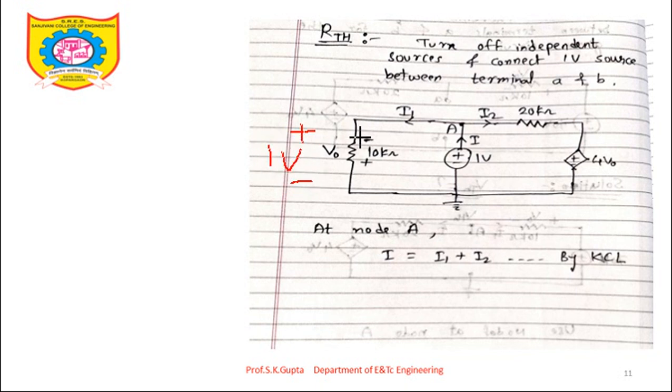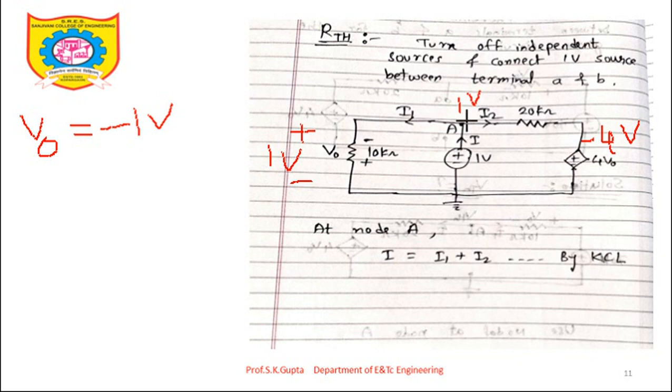Now what is your observation about V0? V0 is also the voltage across this 10 kilo ohm resistor with polarity minus to plus, but 1 volt is plus to minus, so they are in opposite direction, so V0 value is minus 1 volt. V0 is minus 1 volt because of opposite polarity. So what will be 4 V0? 4 into minus 1, minus 4 volt. Here voltage is 1 volt. Here voltage is ground. Okay.